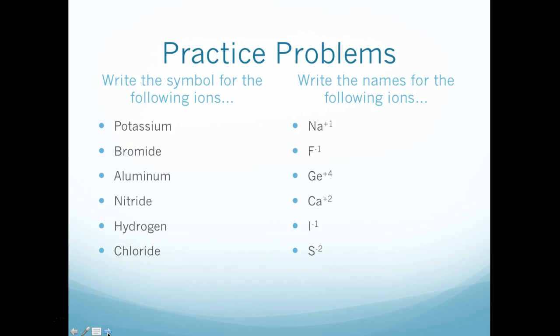On a piece of paper, what I'd like you to do is write out these practice problems. So for potassium, bromide, aluminum, nitride, hydrogen, and chloride, I'd like you to look those elements up on the periodic table and write the symbol for the ion, remembering to write the charge. And then for the symbols that are given on the right side of your screen, I'd like you to write the symbol followed by the name of that particular ion. So pause the video at this time and write that on your piece of paper. And when you're finished writing that, please resume the video.